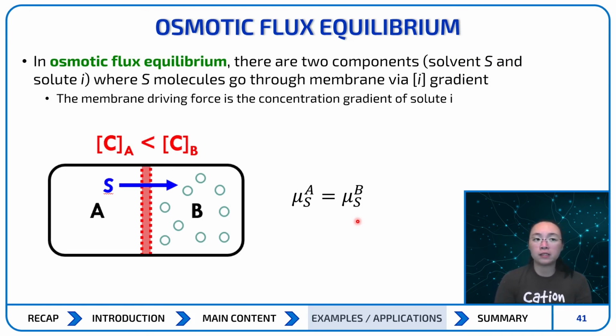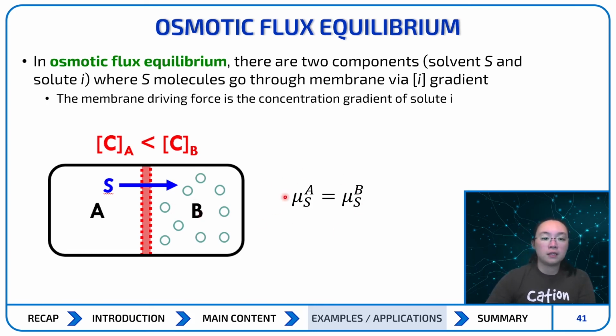Next, we have osmotic flux equilibrium. There are two components now. There is a solvent S and a solute i, where S molecules are going to go through the membrane through some sort of gradient, and the membrane driving force is going to be the concentration gradient of solute i. So here I have a greater concentration of solute i and less over here. And so there's going to be a greater push for the solvent, or the liquid, to move into B so that the concentration of i is reduced based on the amount of solvent there is.